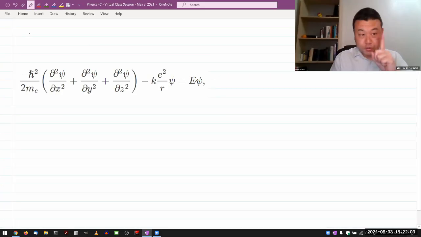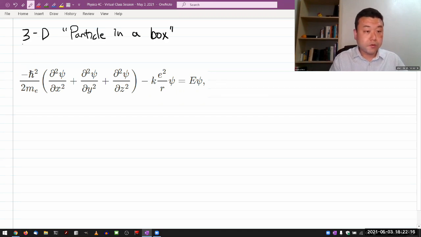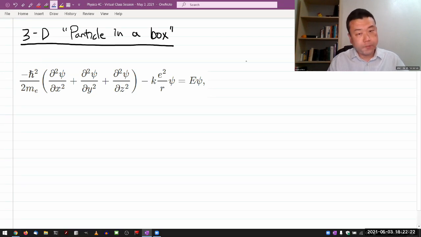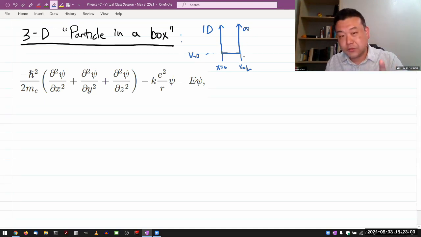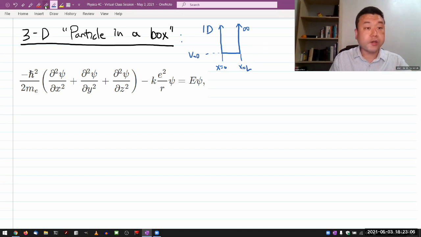So what I should call this is three-dimensional particle in a box. As a reminder, you've seen particle in a box before. The 1D version looked like this. You have this box of potential. You had the potential go up to infinity at x equals 0 and at x equals L. The potential goes all the way up to infinity, and you found a lot of wave functions and energy levels associated with them.